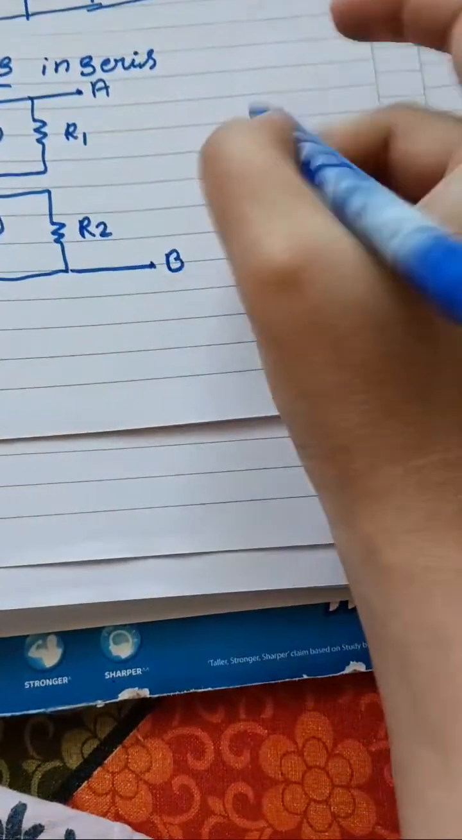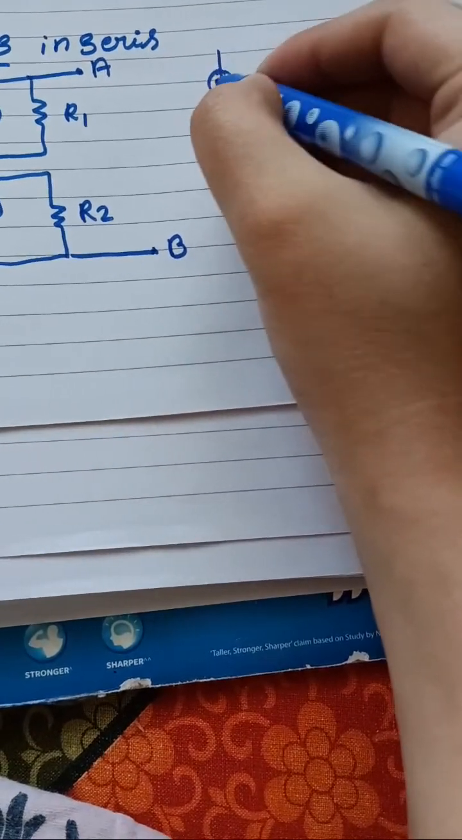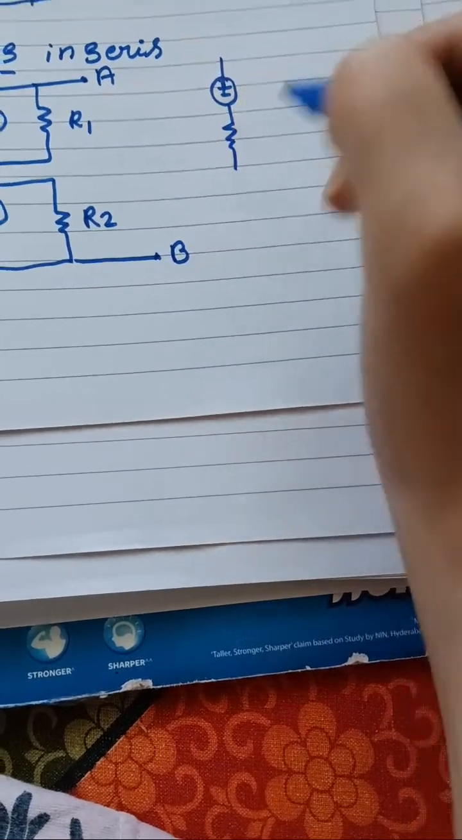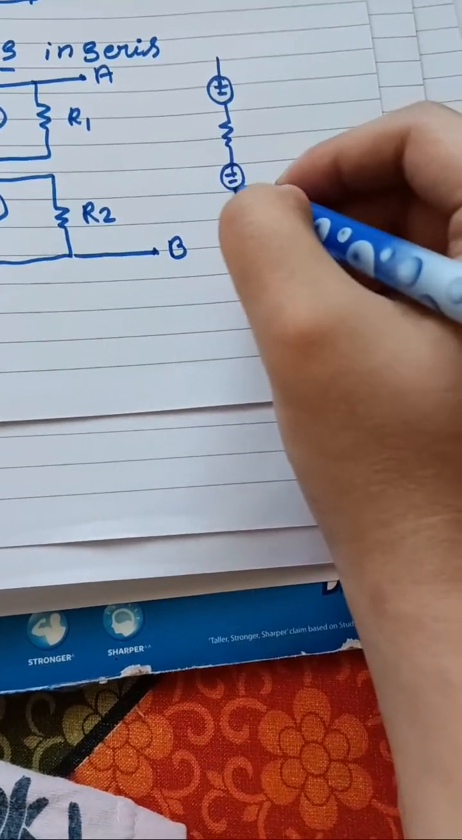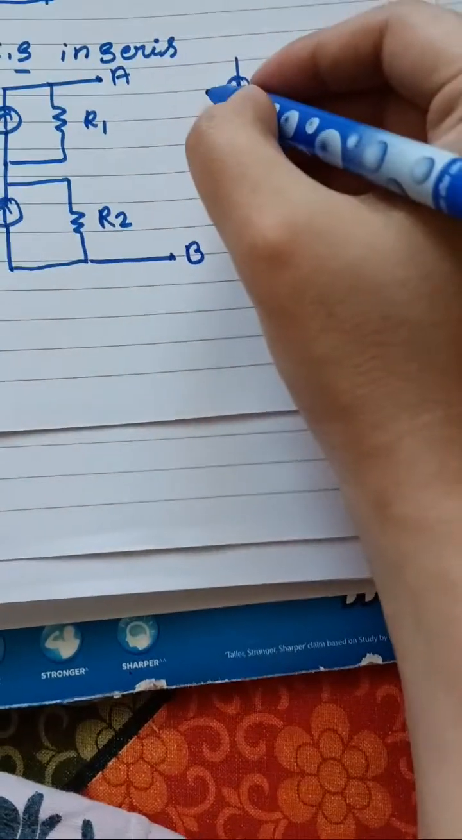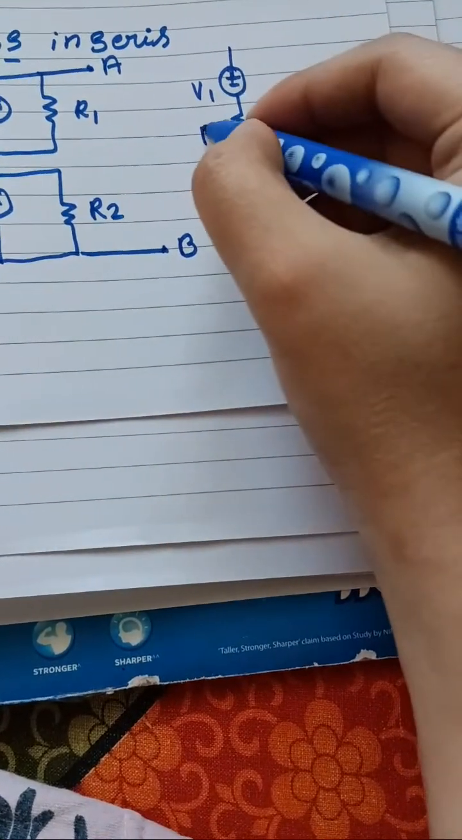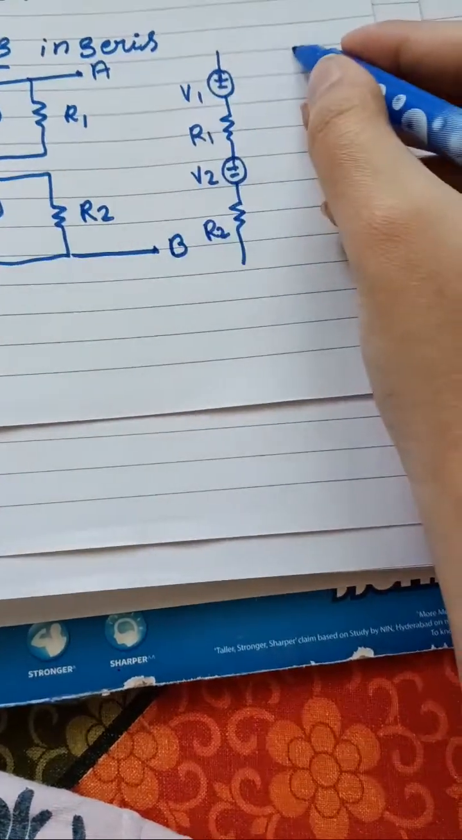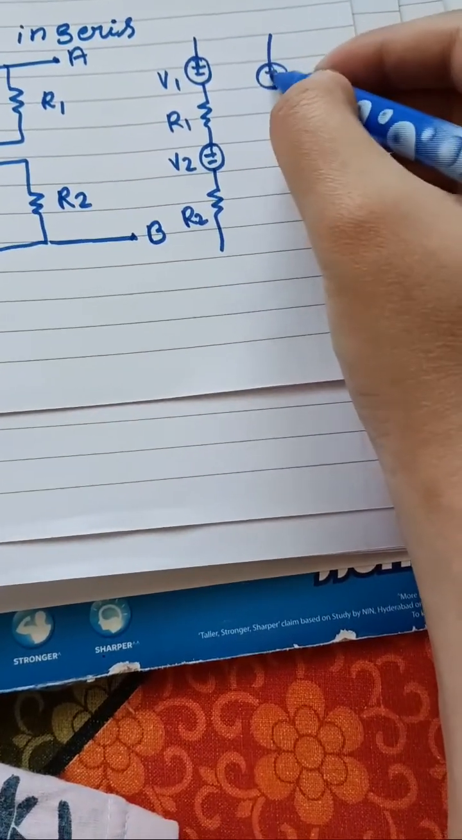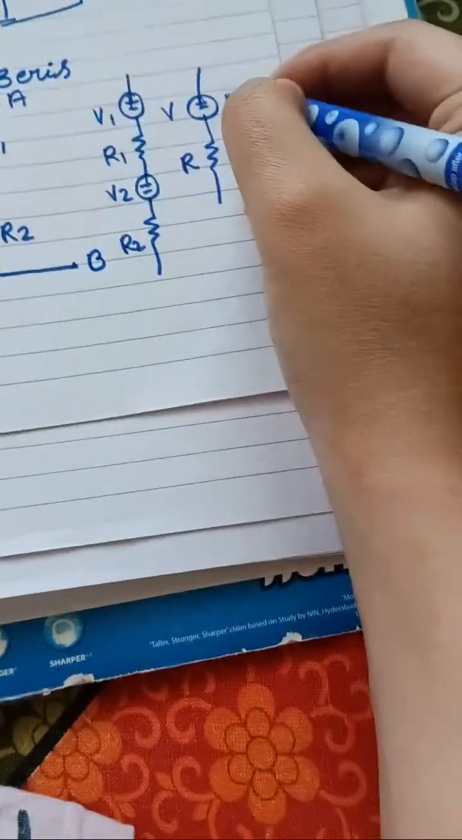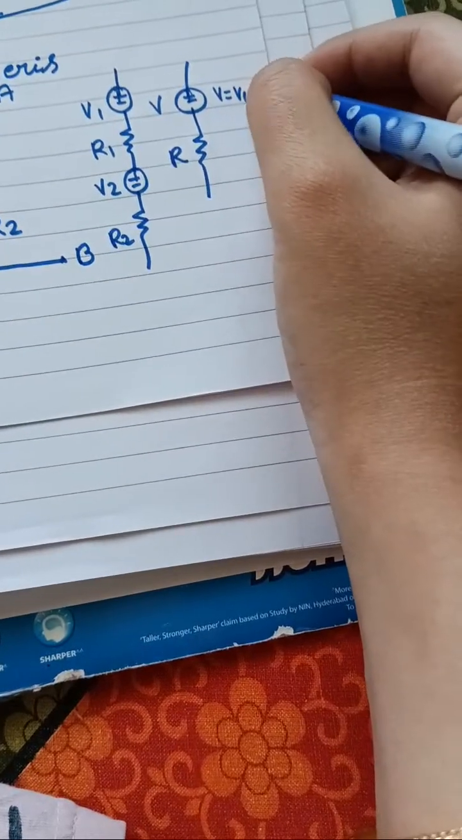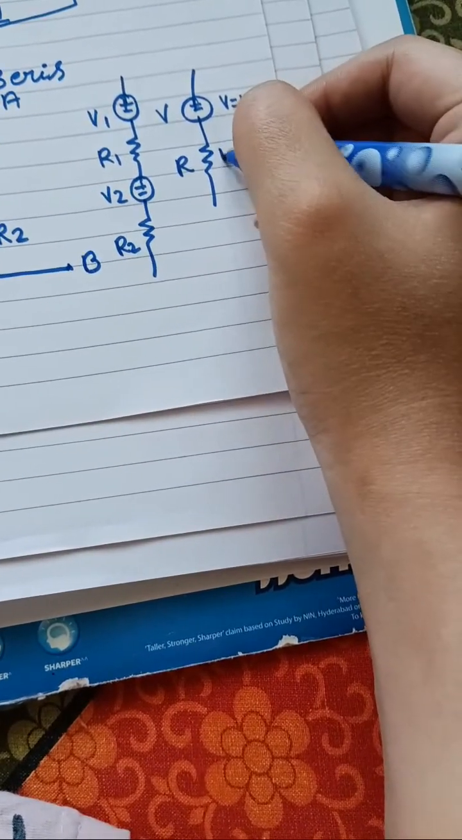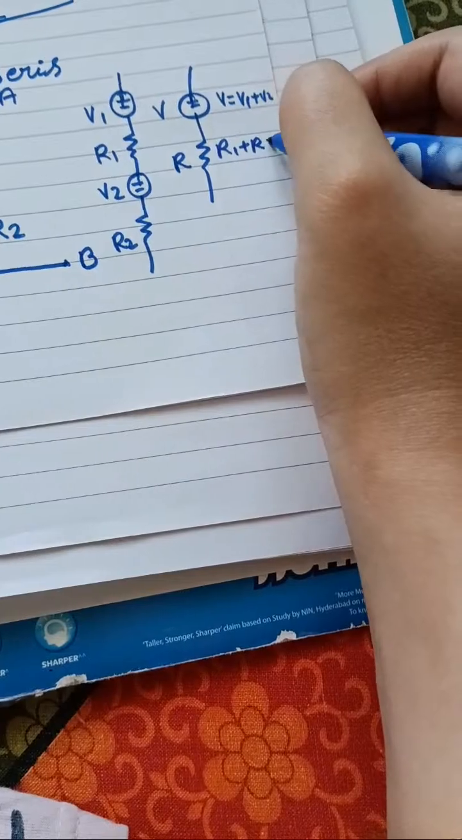I'm going to get a voltage in series with the resistance, and voltage in series with the resistance, wherein I got the practical voltage sources in series. And if I simplify this, I'm going to get it as V and R, wherein V is equal to V1 plus V2, R is equal to R1 plus R2, right?